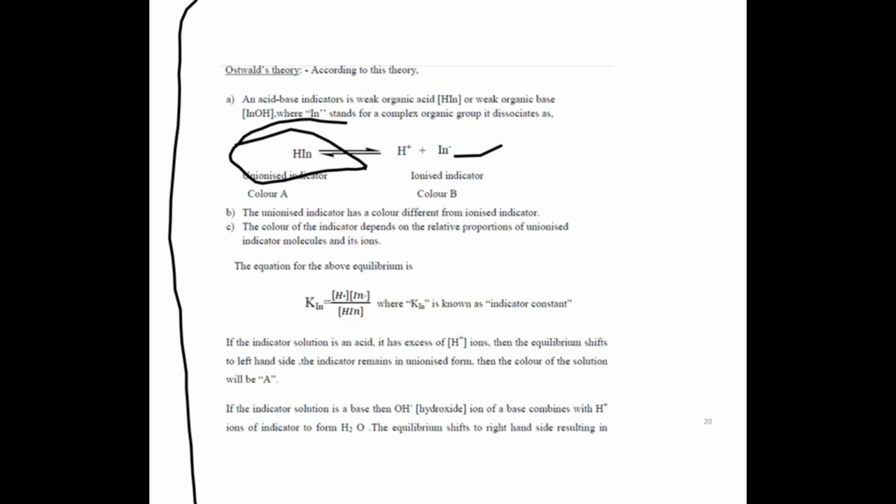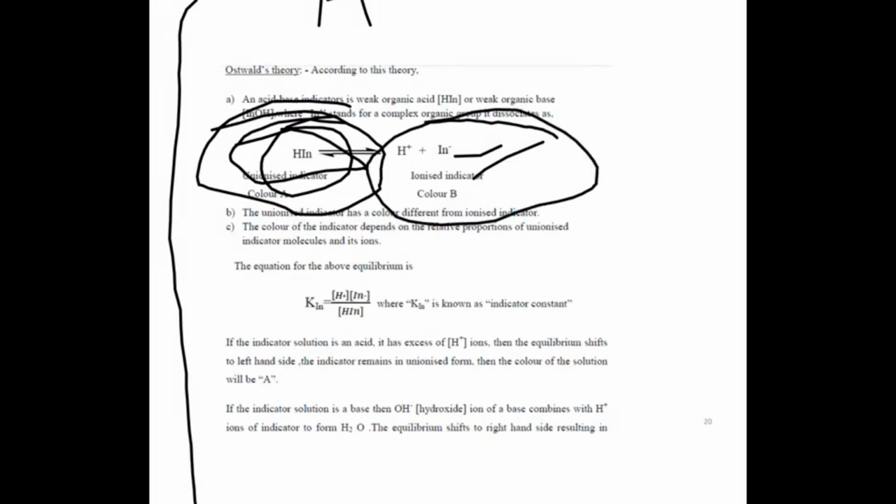For a base, you are going to take OH. For an acid, it can be denoted by H plus. So here we denote HIn, a weak organic acid, which dissociates to give H plus plus In minus. H is the acid and In is the organic complex. HIn is the unionized indicator and In minus is the ionized indicator.